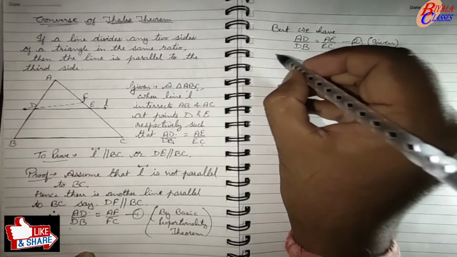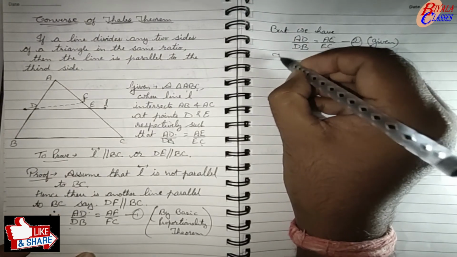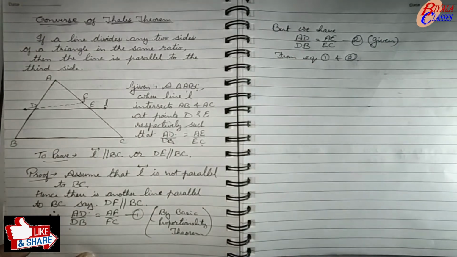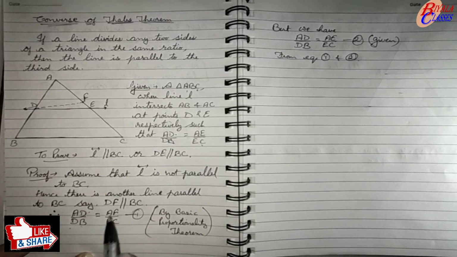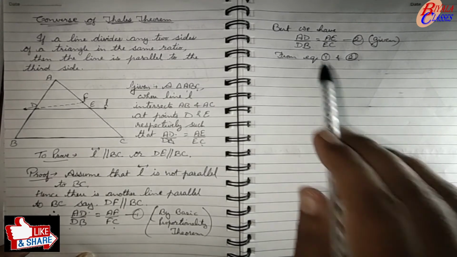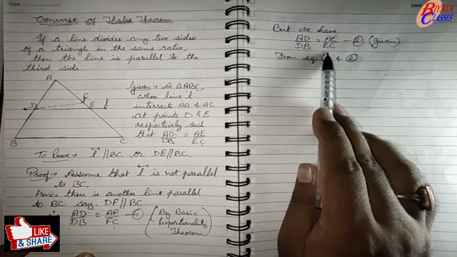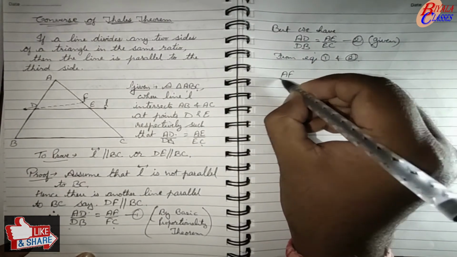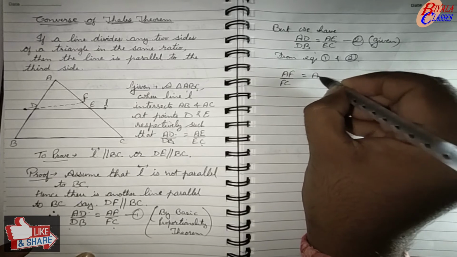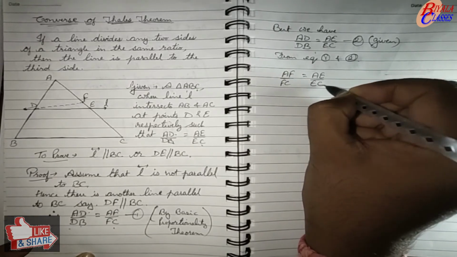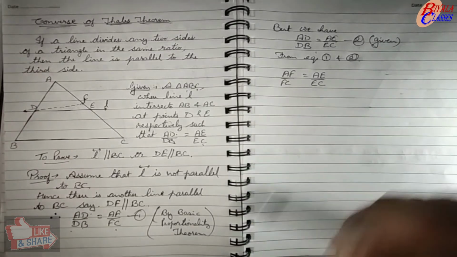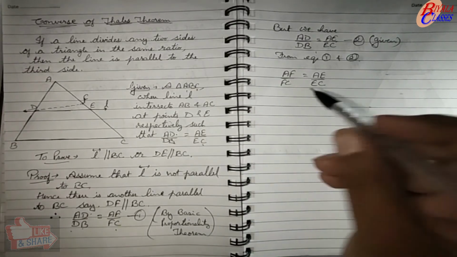Now here, if we combine the two results from equation 1 and 2, in the first it is AD upon DB equals AF upon FC, and in the second result it is AD upon DB is equal to AE upon EC. The left hand side is equal. Therefore, we have AF upon FC is equal to AE upon EC. Because the left hand sides are equal, the right hand sides will also be equal. This is the result we get comparing the two results.